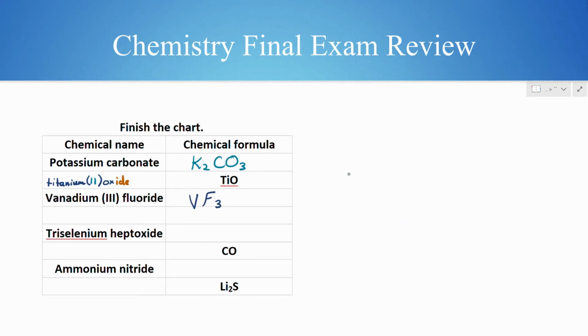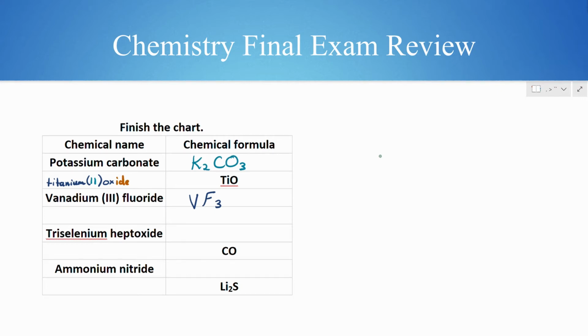Alright, so now we move on to some covalent compounds. The first one is triselenium heptoxide. Now with covalent compounds, we know that we're going to use prefixes, and that those prefixes are going to tell us the number of that element that is involved in that compound.